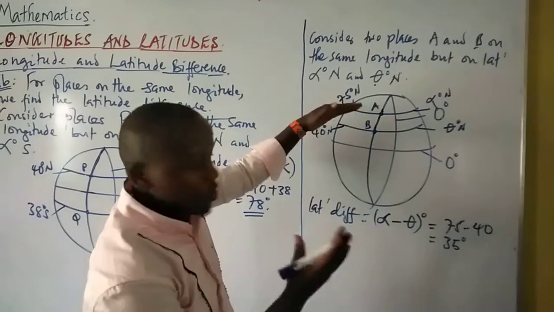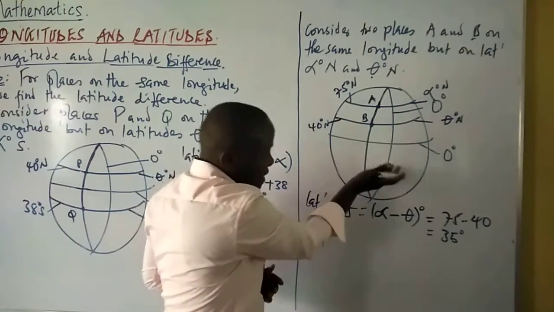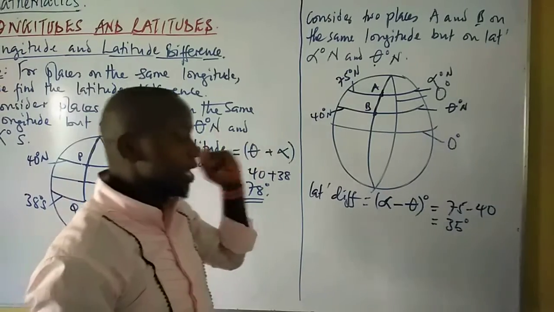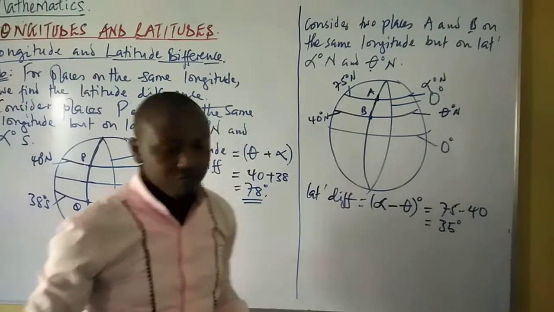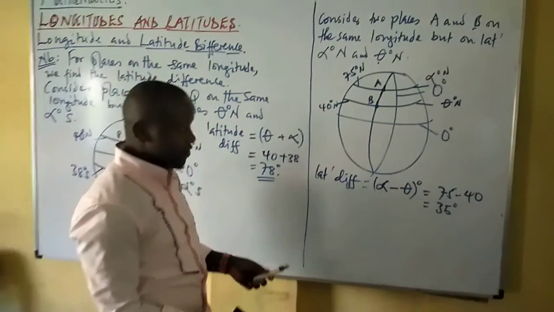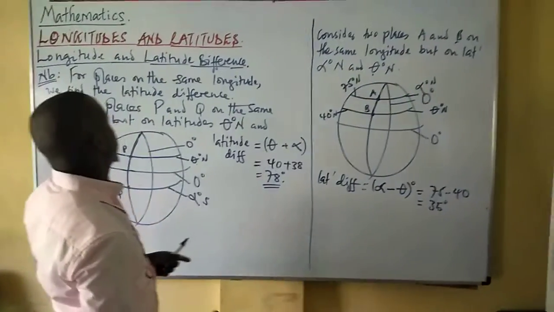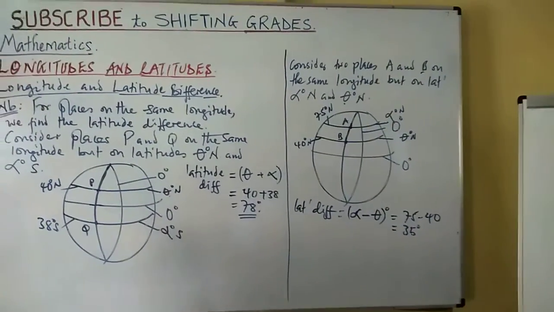When they are on opposite sides, this side and this side, as we had stated, we add, we sum up for us to get the difference in degrees. So that's about latitude difference.